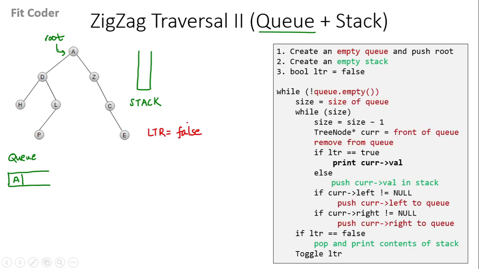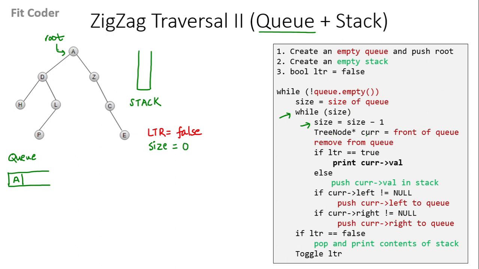Then we have this while loop which we run till the queue is not empty. So in the first step, we find out the size of the queue. The queue has one element, so the size of the queue is 1. Then we have another while loop which we run till size is greater than 0. So size is 1, we come in the while loop, then we decrement the size. So size is now 0.